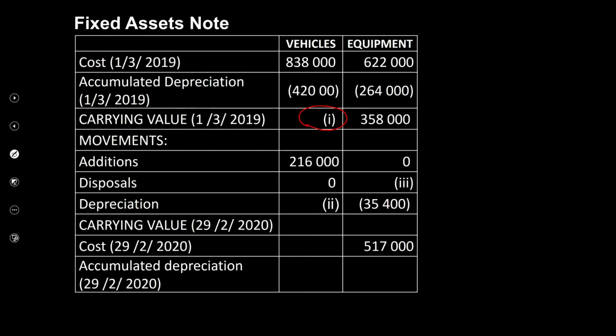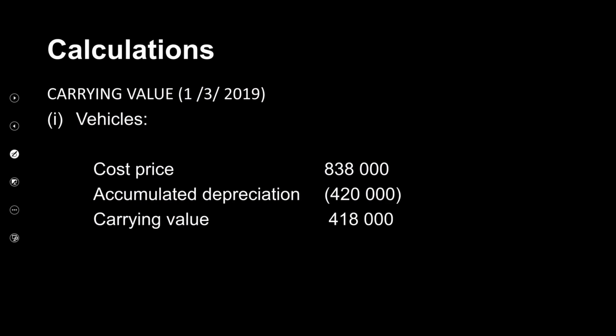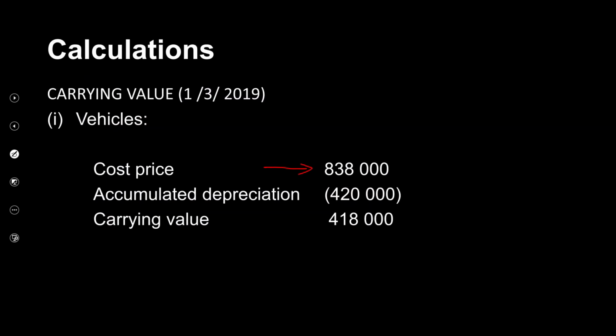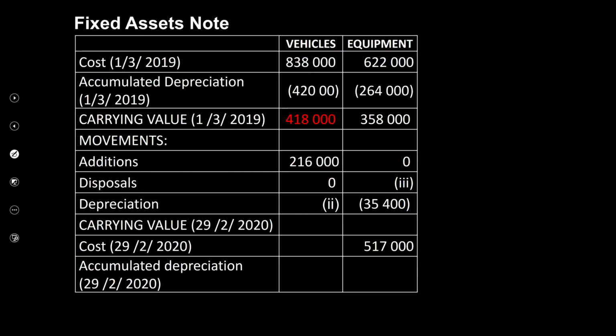Let's do that. So here we go. Here's our cost price, 838,000, and we have our accumulated depreciation of 420,000. Obviously, if you do the maths, you can see that you have a carrying value at the beginning of the year of 418,000. So once again, important guys, cost price minus accumulated depreciation to give me my carrying value. Okay. The next thing that we needed to calculate, there you see we've slotted in your carrying value at the beginning of the year.